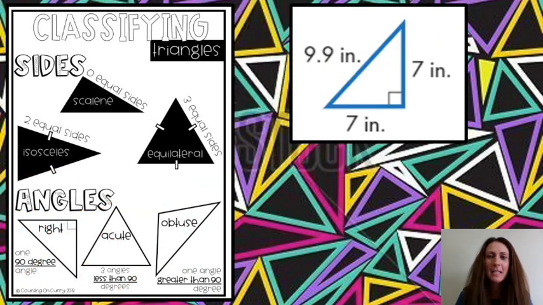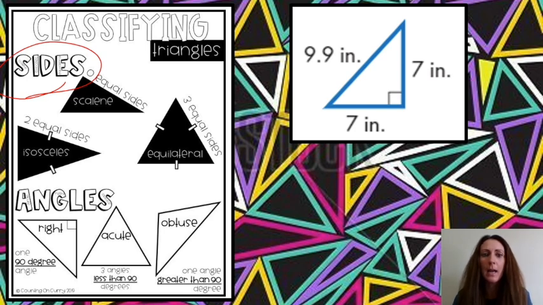All right, let's classify this triangle on the screen. We just had some practice on the previous slides. Let's take a look at this slide and do some more practice. First, we're going to classify by sides. Remember, we have isosceles, 2 equal sides. We have scalene, no equal sides, and we have equilateral that has 3 equal sides.